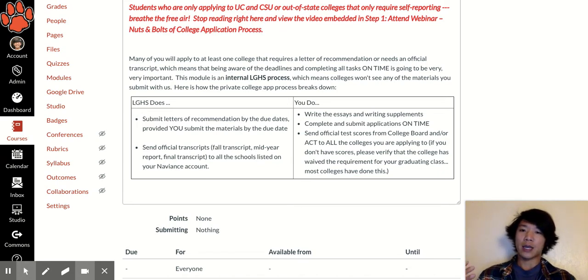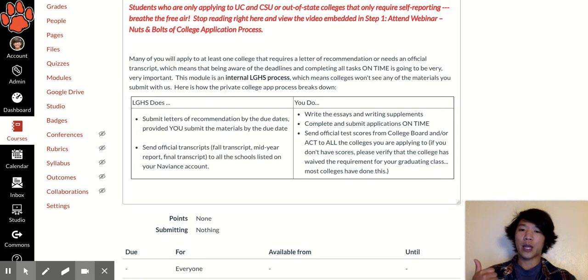Some of the things that we do for this process are we will submit your letters of recommendation by the due dates, provided that you give us the materials that we need to write your letters in time. We'll also submit your official transcripts. So this means when you apply in the fall, or some applications are later and it'll be around January, we will submit your official transcripts then.